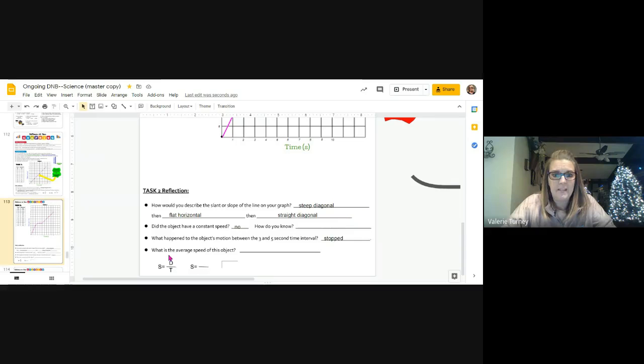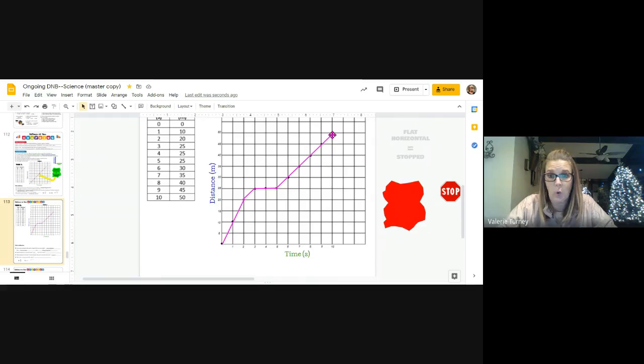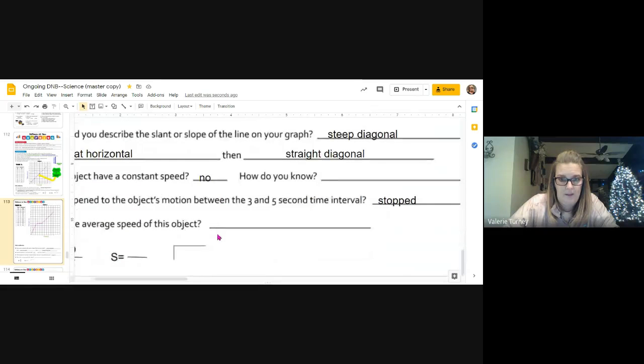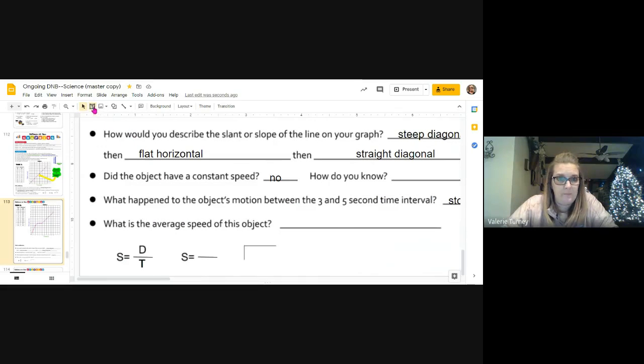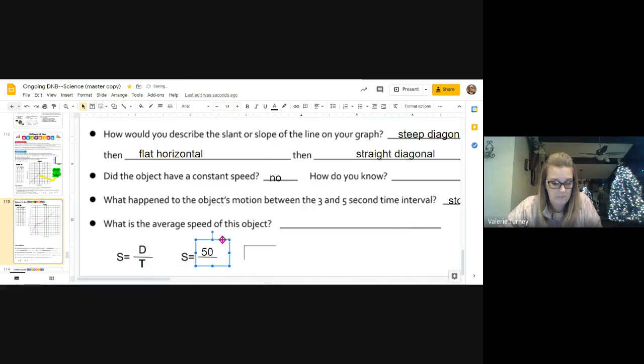All right. And then it says, what is the average speed of this object? To find the average speed, you take the total distance divided by the total time. According to this graph, the total distance they went was 50 meters, and the total time it took them to get there was 10 seconds. So right down here, we're going to put that. They went 50 meters, and it took them 10 seconds.